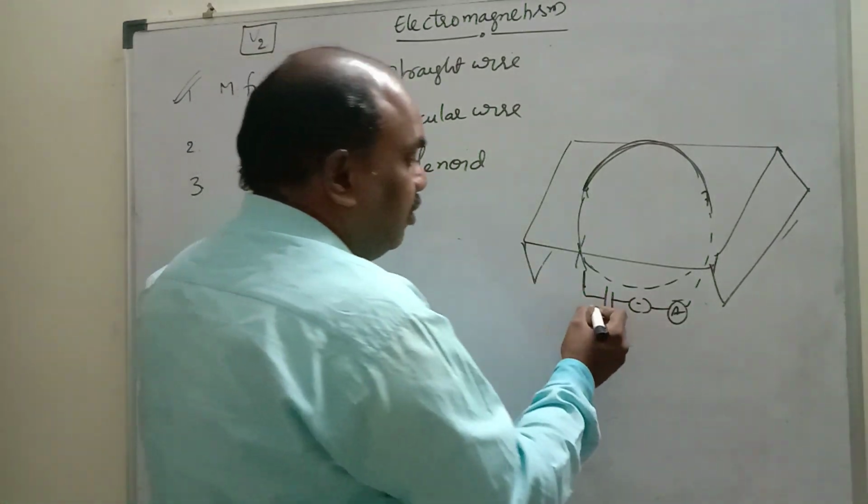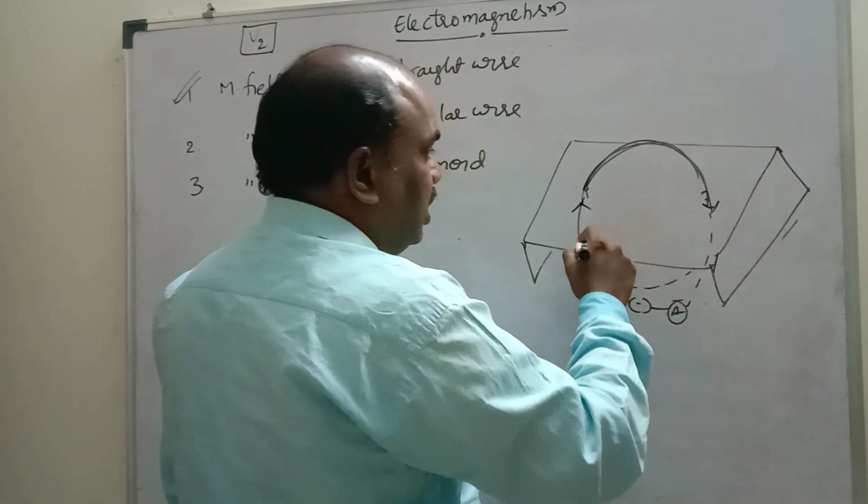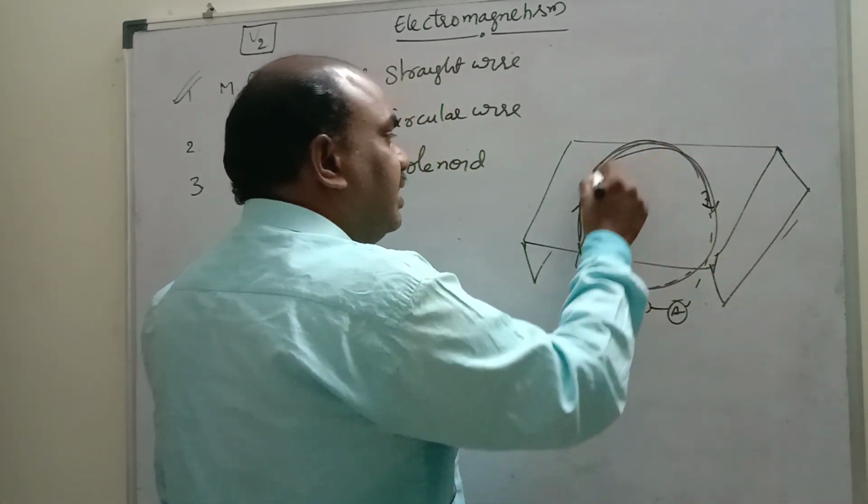In which direction does the current flow? We know that current flows from the battery's higher potential to lower potential. In this direction current is flowing.